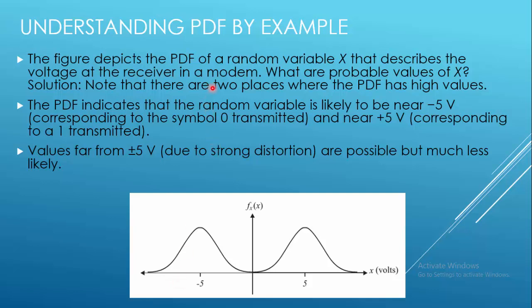What are the probable values of X? Note that there are two places where the PDF has high values. At -5 it has the maximum value, and at 5 it has the maximum value. So the PDF indicates that the random variable is likely to be near -5 and +5 volts. -5 is for 0 and +5 is for 1. Values far from ±5 are possible but much less likely, because here we have the peak. Any value greater than 5, or between 0 and 5, or -2, -3 and so on may occur in case of distortion, but is much less likely.